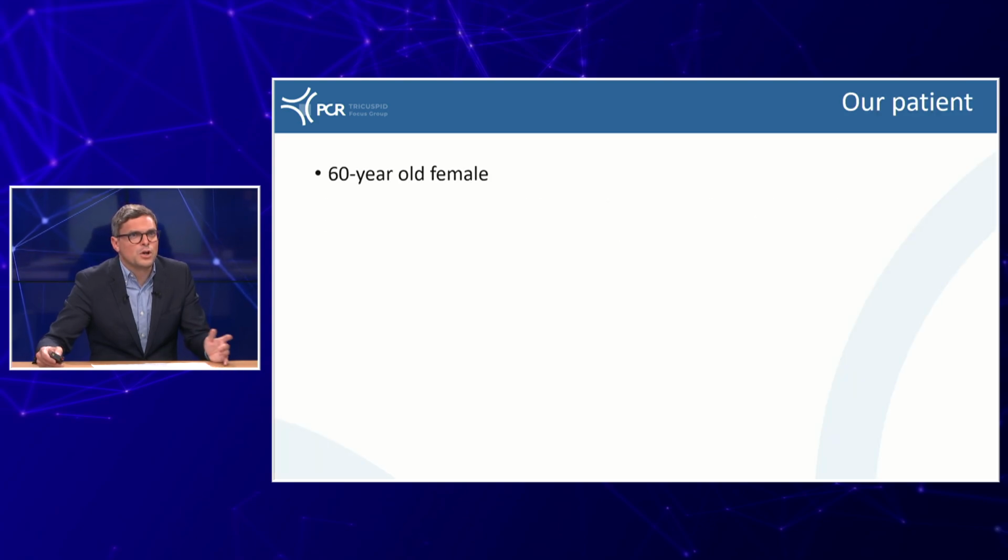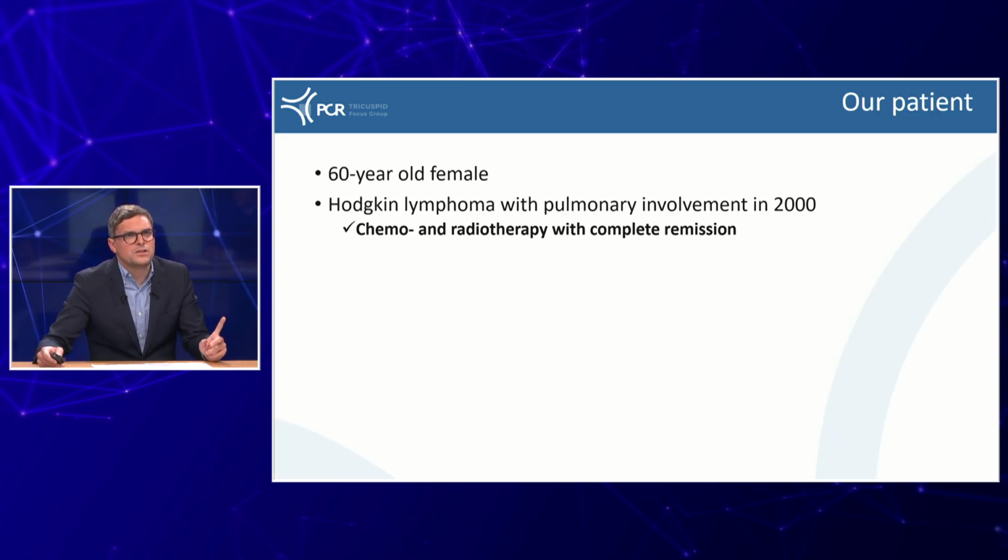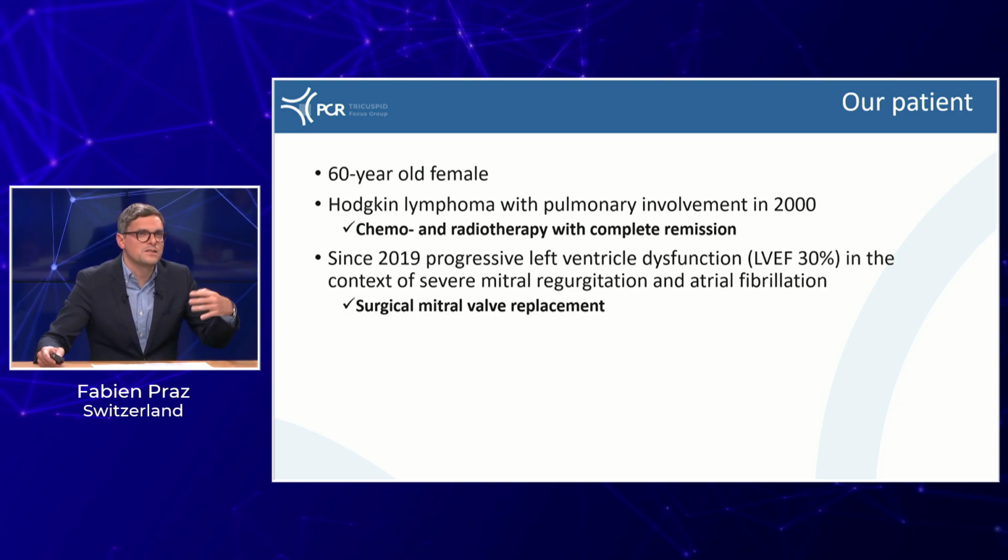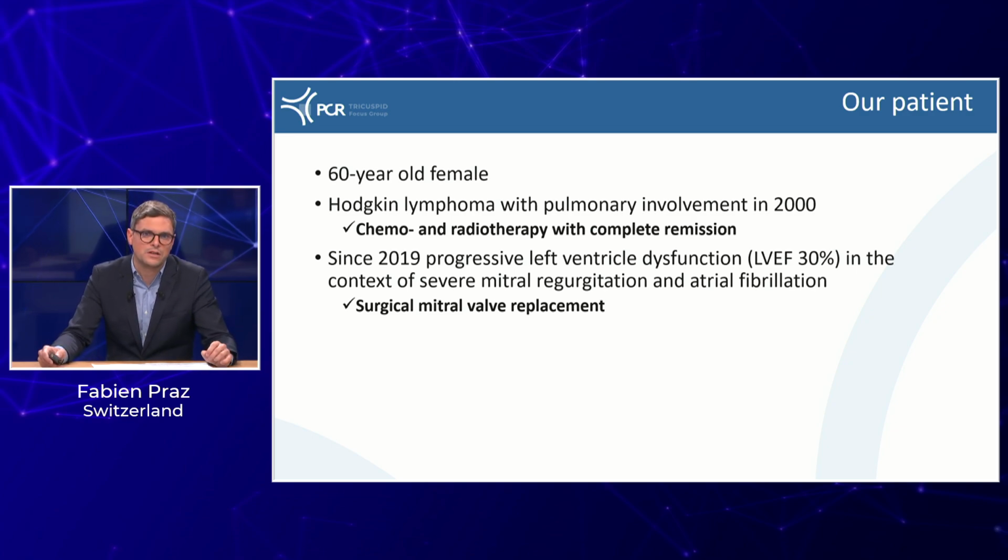So that's quite a young patient, a 60-year-old female patient, and she had a difficult history with Hodgkin lymphoma, pulmonary involvement. That was about 20 years ago. Chemo and radiotherapy have been done. She's in complete remission, so that's an old story. But this story has a lot of consequences on her health, as you can see, because in 2019, she had probably a post-actinic progressive left ventricular dysfunction with an LVEF of 30%.